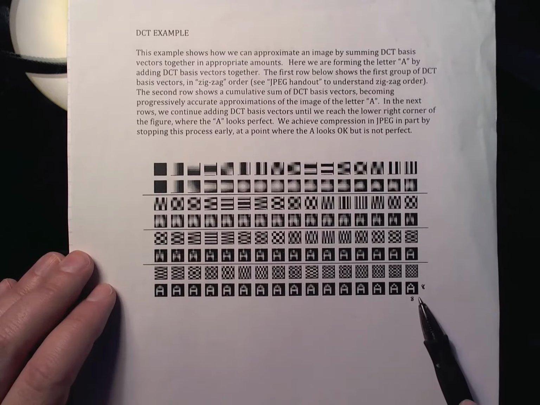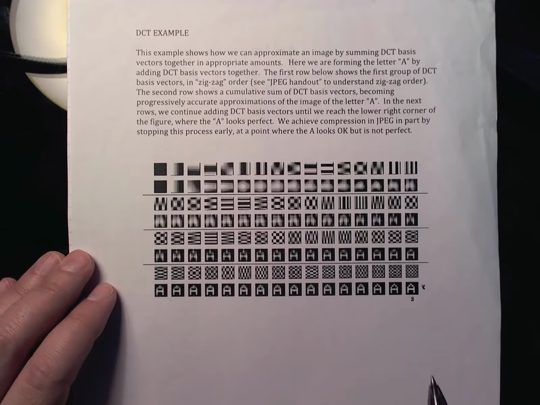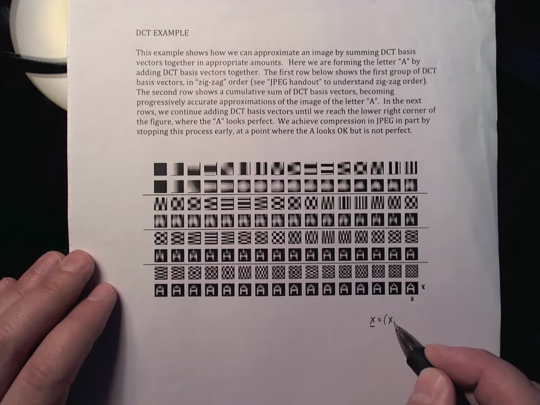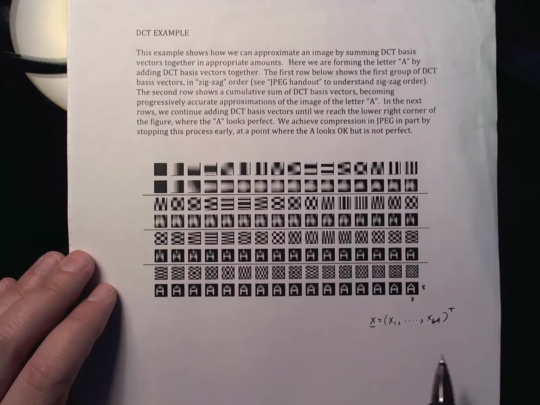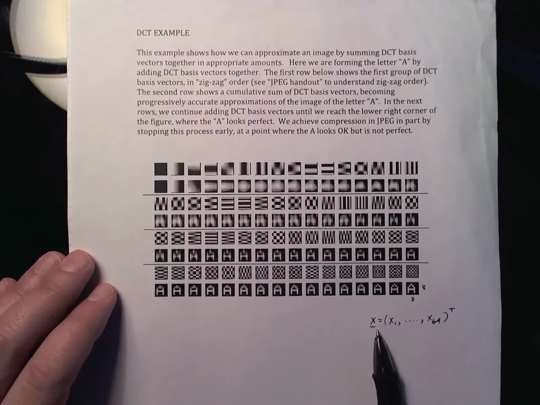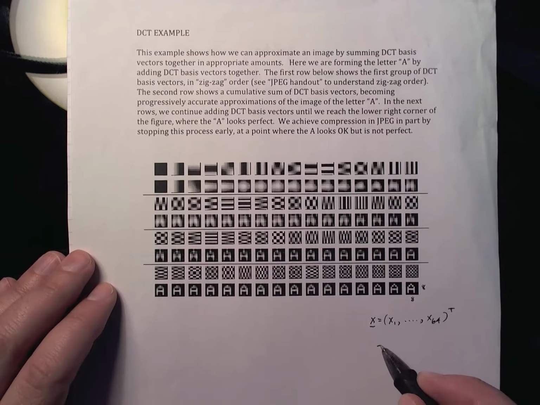Now, if we think about it, an image of the letter A is really a list of pixel values. And so if we use our vector notation for images, we could write it like this. It's a list of 64 pixel values, 8 times 8 pixels. Now, another way to write this is as follows.